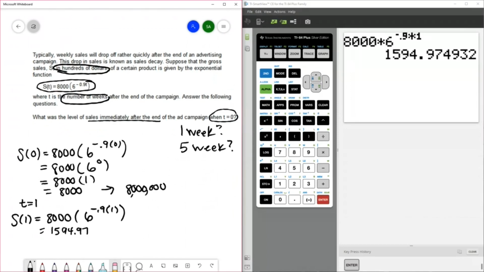I think I added one too many zeros onto the previous one. Hundreds, I should have added 2 zeros and not 3 zeros. So let me correct that. So that should be $800,000 in sales. And if I transform this into hundreds of dollars, that's going to be $159,497.